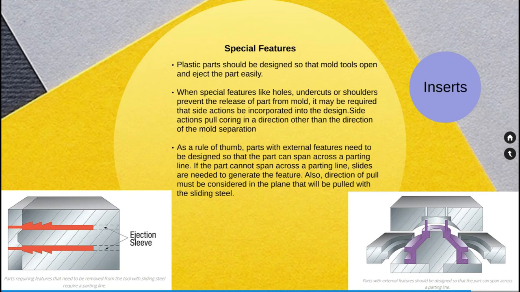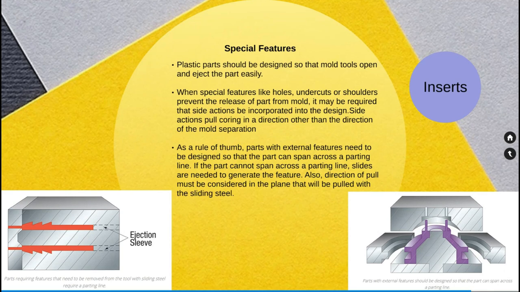As a thumb rule, parts with external features need to be designed so that the part can span across the parting line. If the part cannot span across the parting line, slides are needed to generate the feature. Also, the direction of pull must be considered in the plane that will be pulled within the sliding steel.